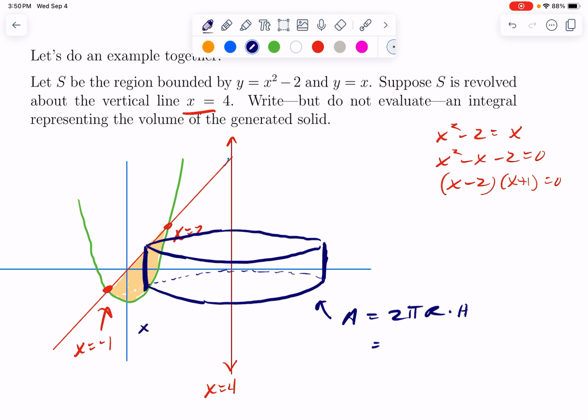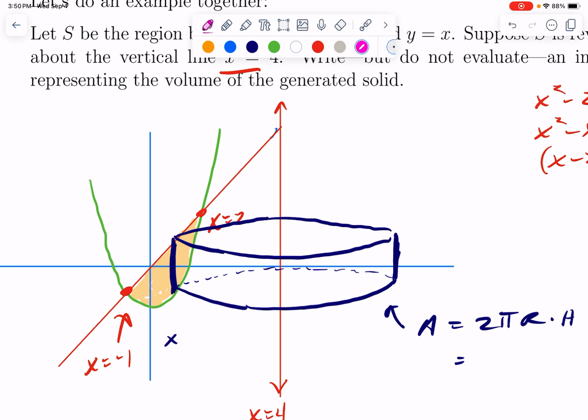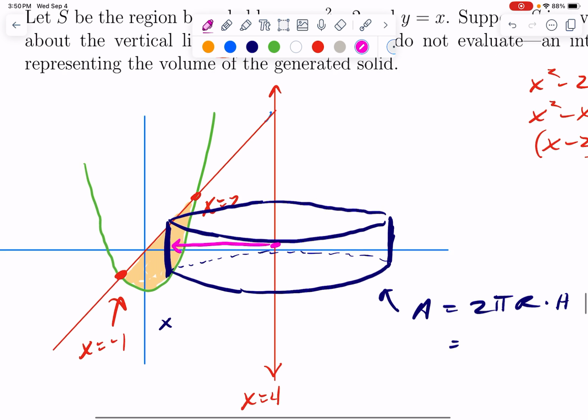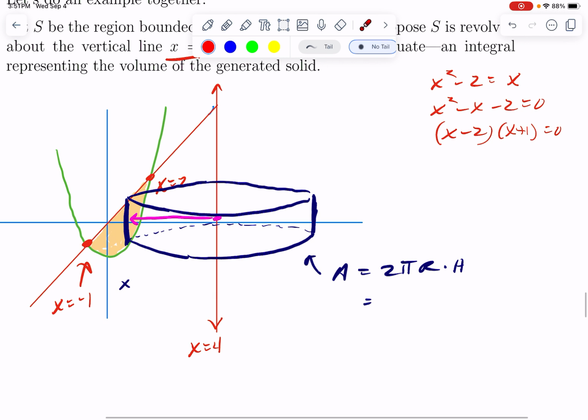Now let's actually make sense of those. The radius is basically just measuring how far is it from the center here to this edge. The center occurs at x equals 4. The edge occurs at just something called x. So that distance is 4 minus x, because we're spinning around something at x equals 4, so just subtract the coordinates.